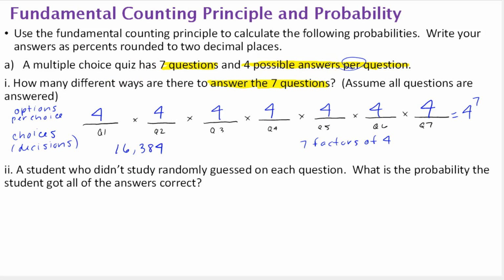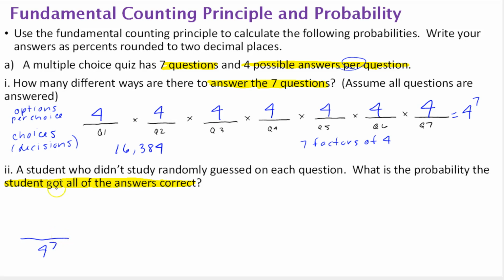So in a multiple choice quiz with just 7 questions, there's 16,384 ways to answer it if you have 4 options per question. So now let's look at some probabilities, and these ones are going to relate back to this sample space. So we have a student who didn't study randomly guessed on each question. What is the probability the student got all of the answers correct? So maybe at some point in your life you wish this happened. So let's see how incredibly unlikely it is. Okay. Well, the sample space is a number of ways. I'm just going to put 4 to the 7th here. So lots of times we don't compute these to the end. The number of ways to answer the quiz, which we found is 4 to the 7th.